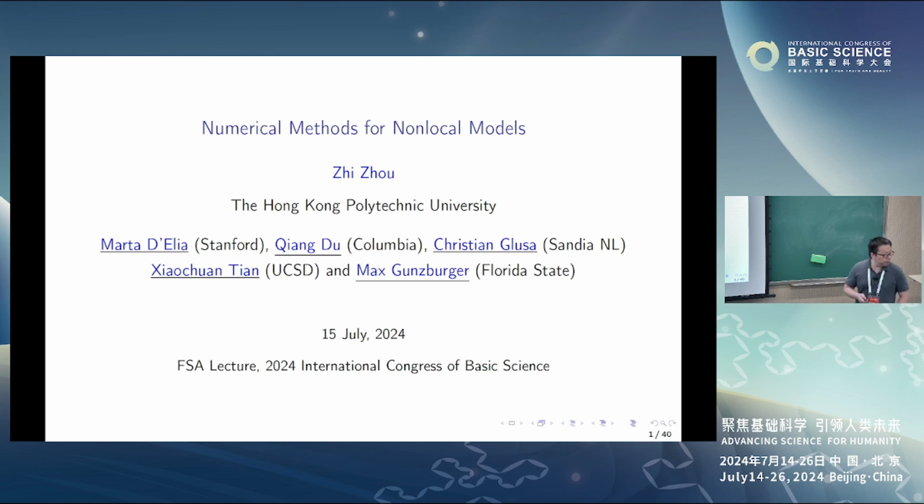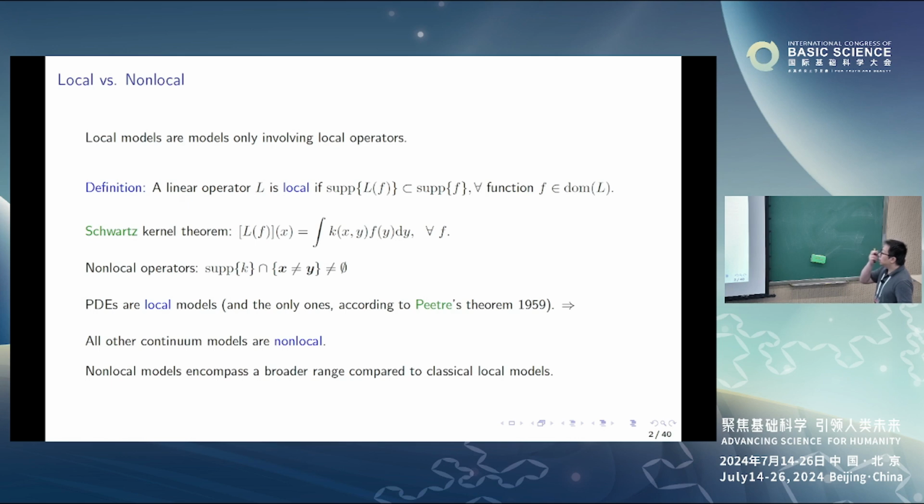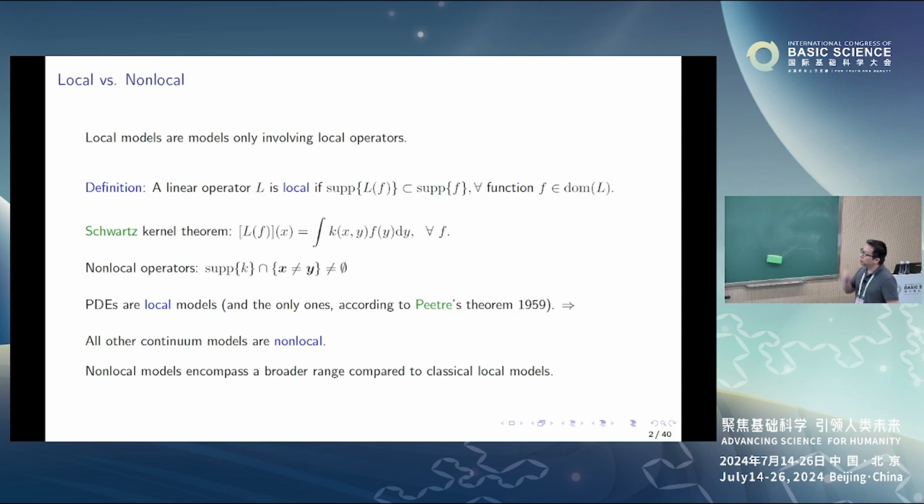So in the beginning, let me explain what is a nonlocal model and what's the difference between local and nonlocal. We say that local models are the models only involving local operators. Then you can think about what is a local operator. We say a linear operator L is local if you apply this operator on any function, then the resulting support should be smaller than the original one.